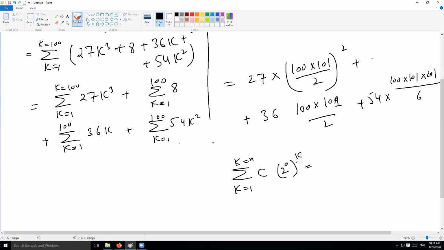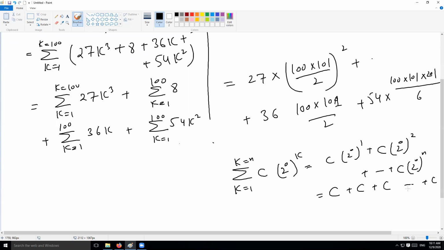And now I have an index, and then substitute the values into it. So you're going to get c times 2 power 0 power 1 plus c times 2 power 0 power 2 plus c times 2 power 0 power n. So what eventually you're going to get? All these powers are 1. So you have c plus c plus c and so on, c, n times.